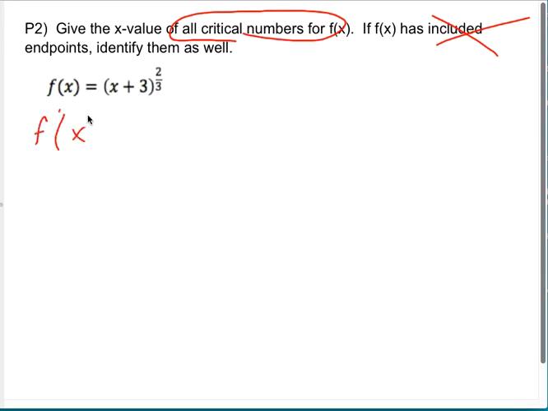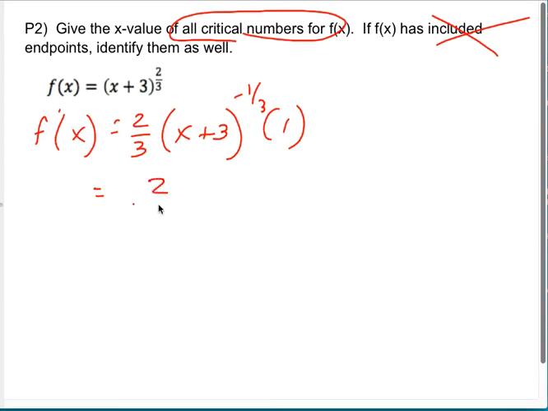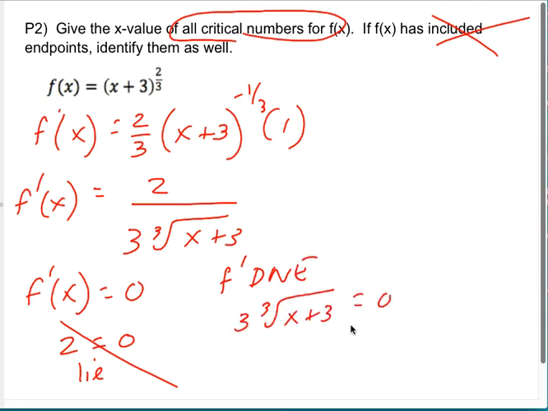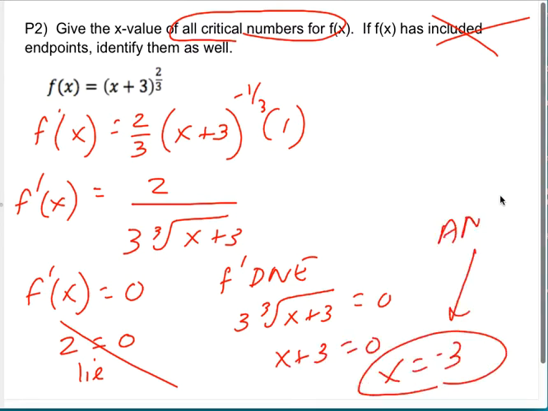So my f prime of x is going to be 2/3 times x plus 3 to the -1/3 times the derivative of the inside, which is a 1. So I'm going to get that this is a 2 on top of a 3 cube root of x plus 3, right? So if I want to know when f prime is equal to 0, well, that's going to be never, because the numerator would have to be equal to 0, and that's a lie, so that doesn't happen. But f prime not existing, well, that would be when the denominator equals 0, which is essentially, if you divide by 3, you get that the cube root of stuff equals 0, and then you cube it, and you just get that x plus 3 is 0. So the only critical number in this problem is x equals -3.